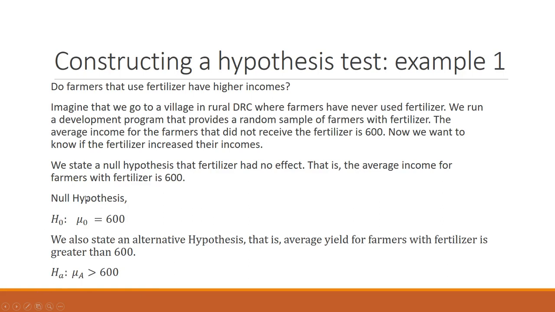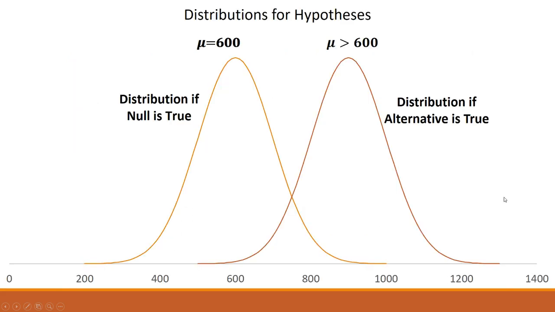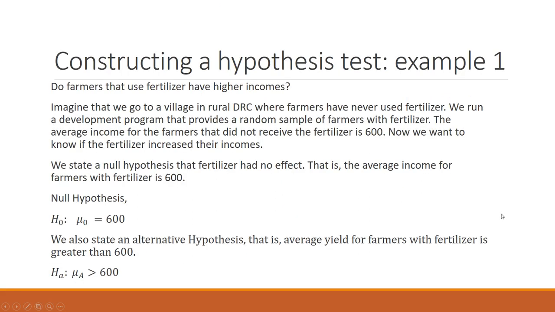So we state the null hypothesis, basically that it has no effect, and then we state the alternative hypothesis, and that is that it does have an effect, it increases. Okay, so that's to make it more tangible. But now let's make sure we get the intuition clear. Basically what we have here is that we're collecting data among all the farmers that use fertilizer, and we're going to observe a particular sample mean income for farmers with fertilizer.